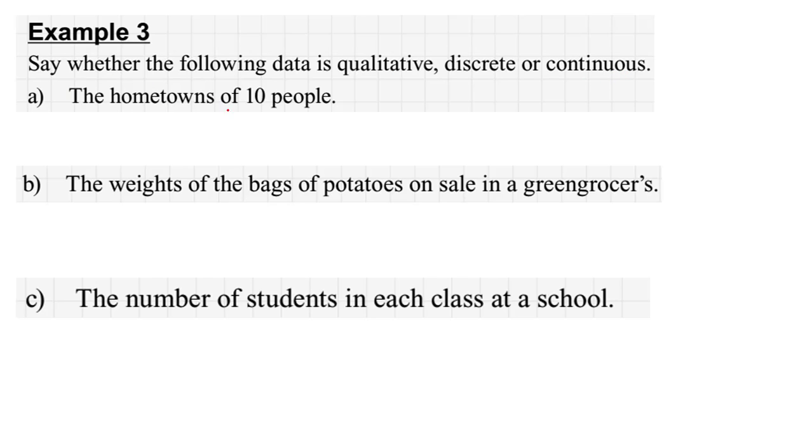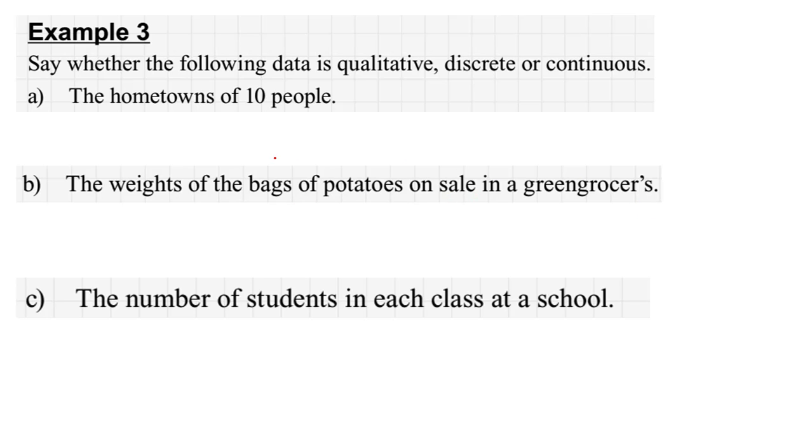Now, the hometowns of 10 people. If you're talking about hometowns of 10 people, you're going to be using words to describe that. So that's going to be qualitative because you're going to be using words like Portsmouth, London, Manchester. You're going to be using words to describe that. So that's qualitative.